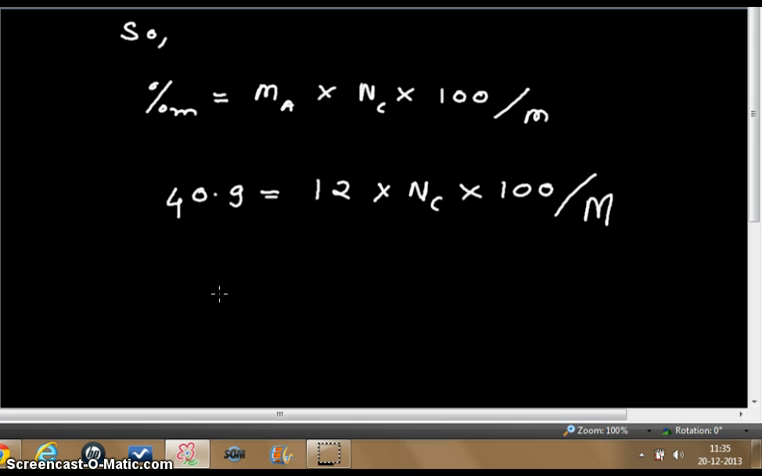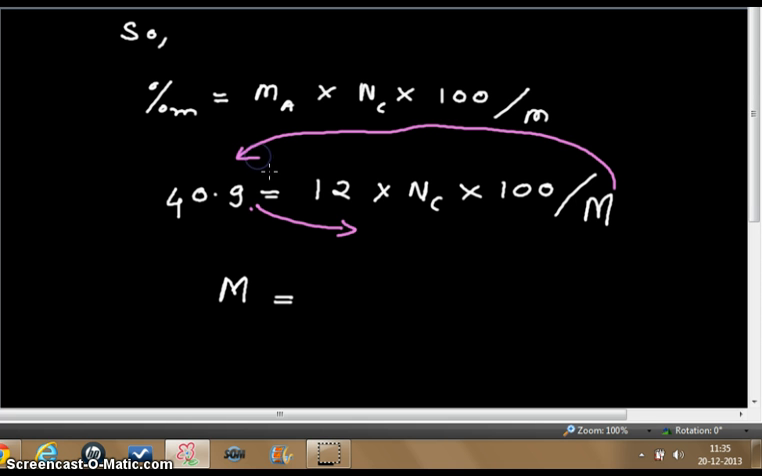Simplifying the above, we get molar mass is equal to, this goes down, this comes up on the left side, NC into 29.3. This will be called equation number 1.